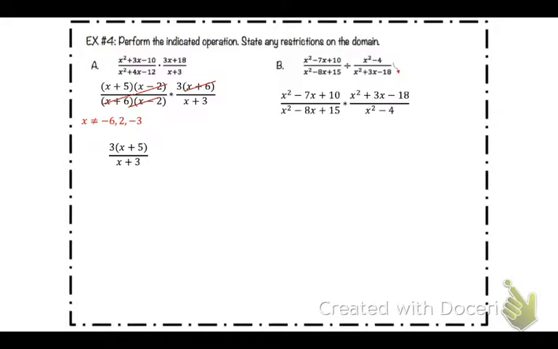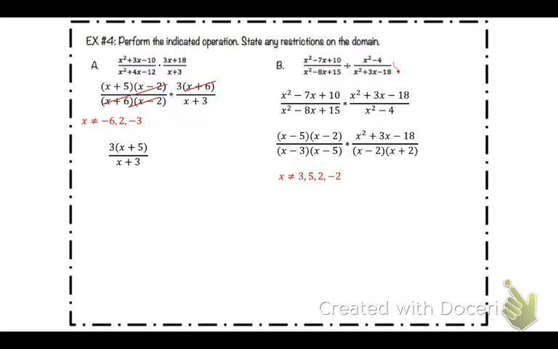Okay, let's look at example B. So first things first, that's division, so you always flip that second fraction on division. Now I'm going to factor the denominators. So x squared minus 8x plus 15 factors to x minus 3, x minus 5 using the x. X squared minus 4 factors to x minus 2, x plus 2. So my restrictions are x cannot equal 3, 5, 2, or negative 2.